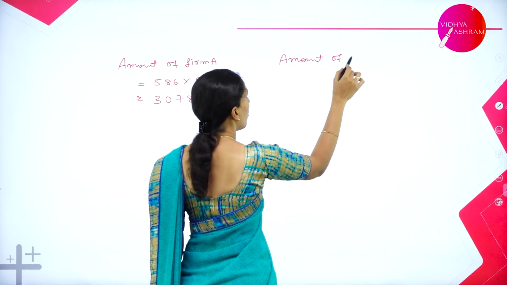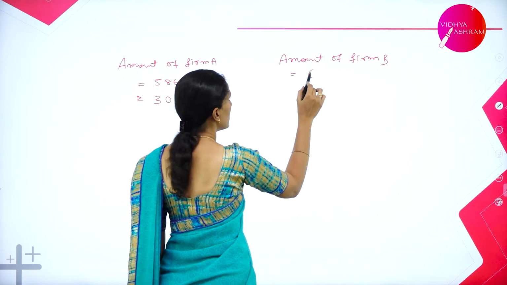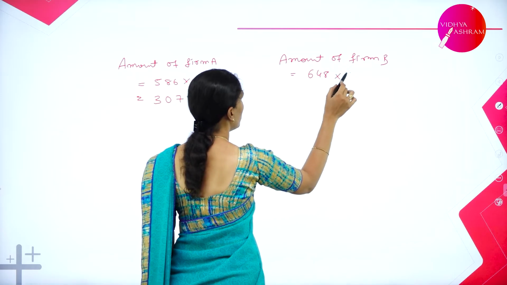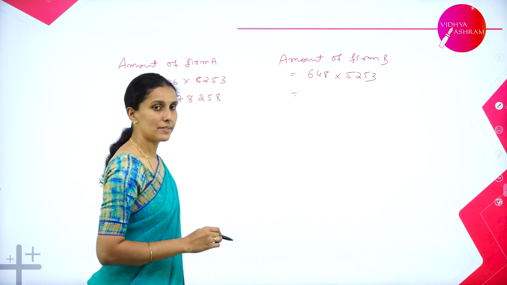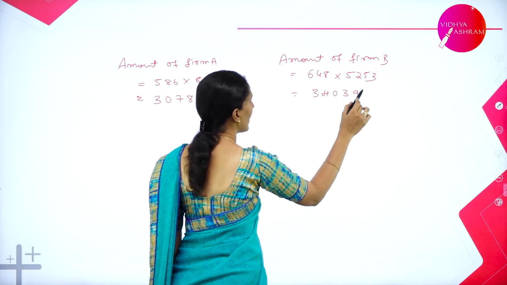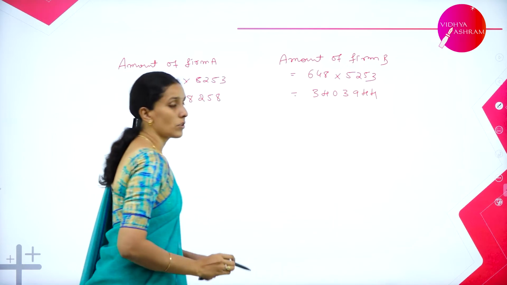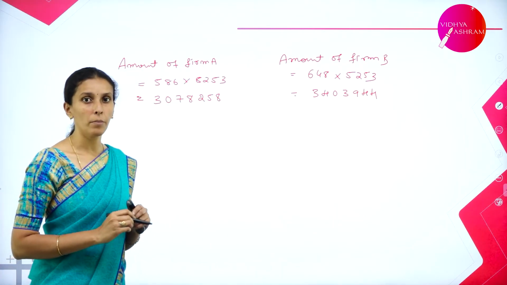So amount of firm B is equal to 648 into 5253. So the value you will get is 34,03,944. So these are the amount of firm A and amount of firm B.